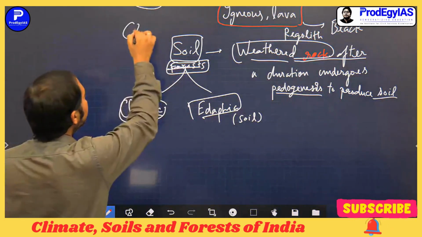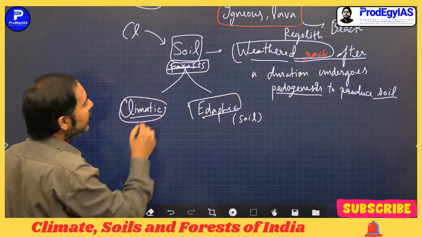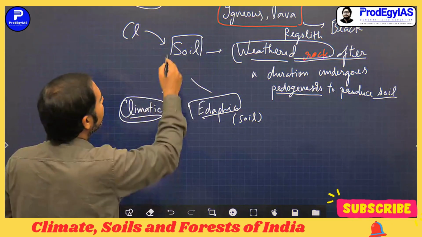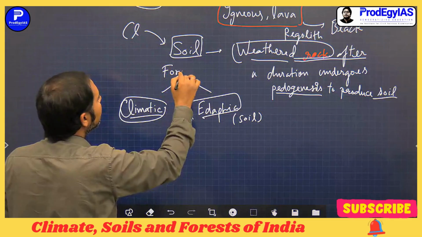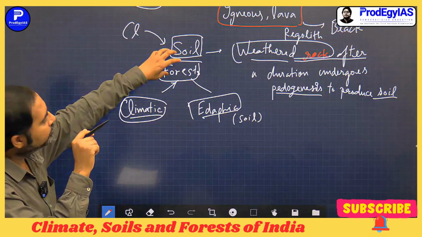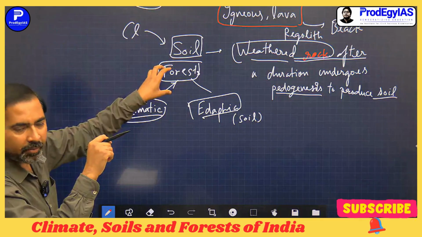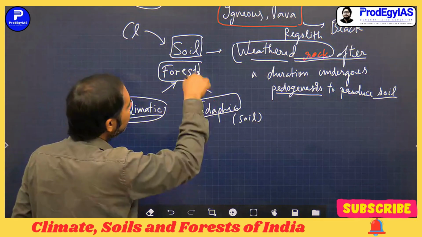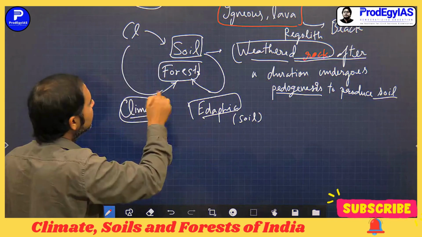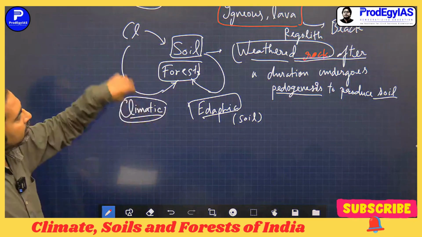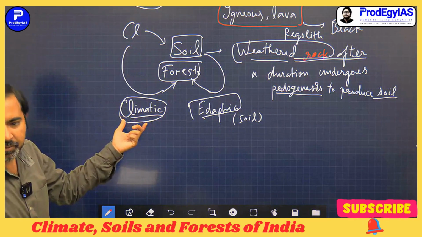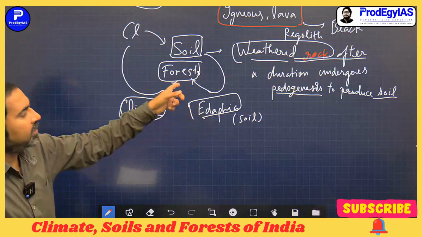Means climate is deciding the soil. Here climate is deciding the forest types. Means here climate is deciding the soil type. Forest is also being decided by climate, and it is also decided by edaphic or soil. Means this is deciding this, and in that way this is deciding this. Means all are related with each other. Means if you understand the climatic factor of a region and what type of soil is there, you will understand what type of forest will be there.